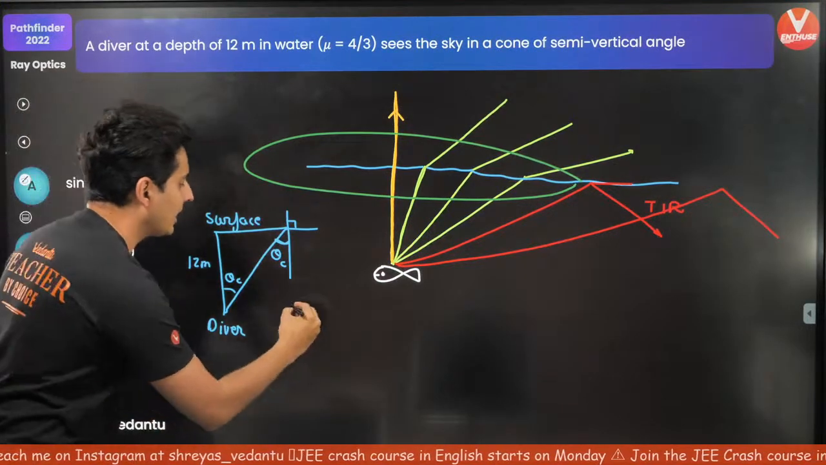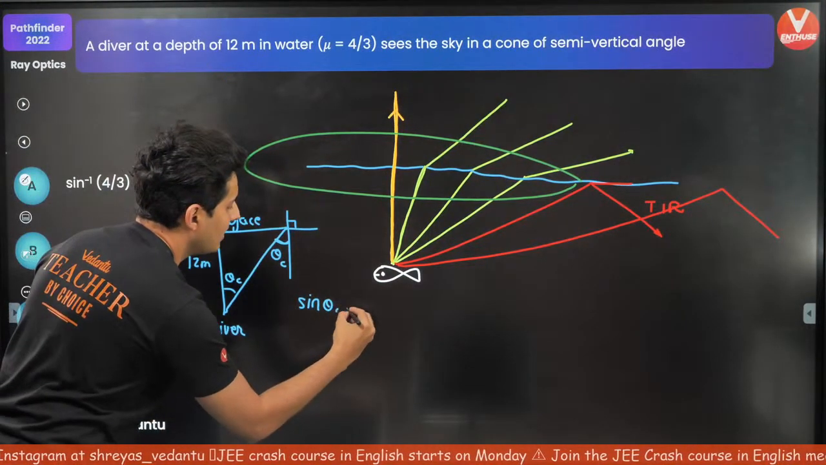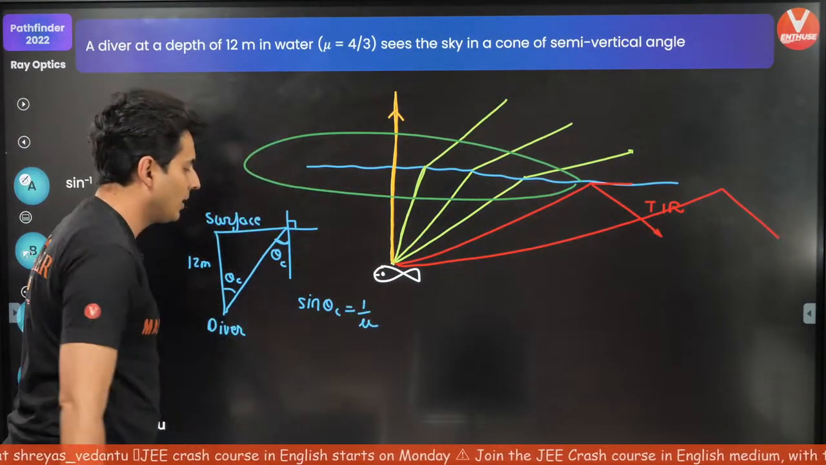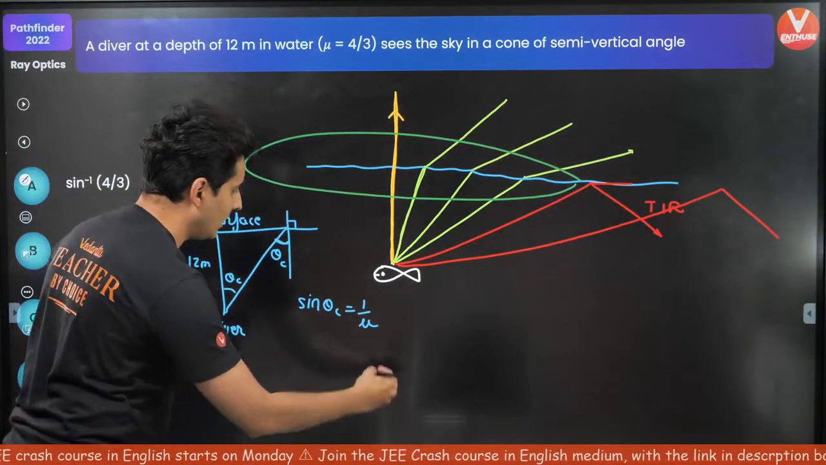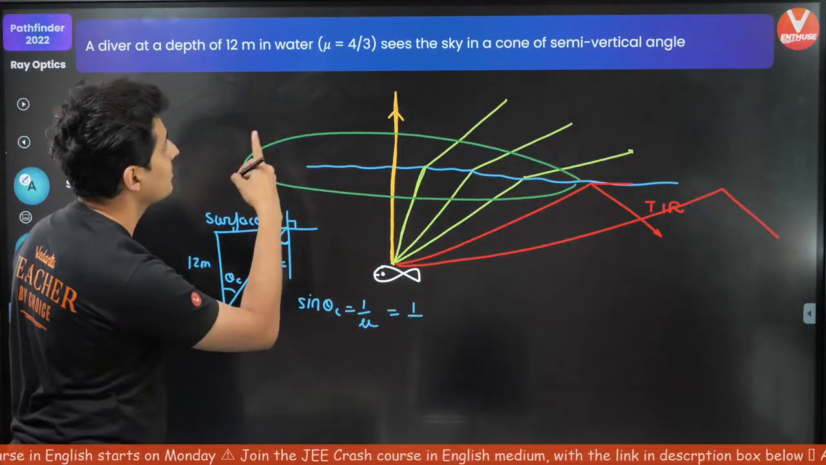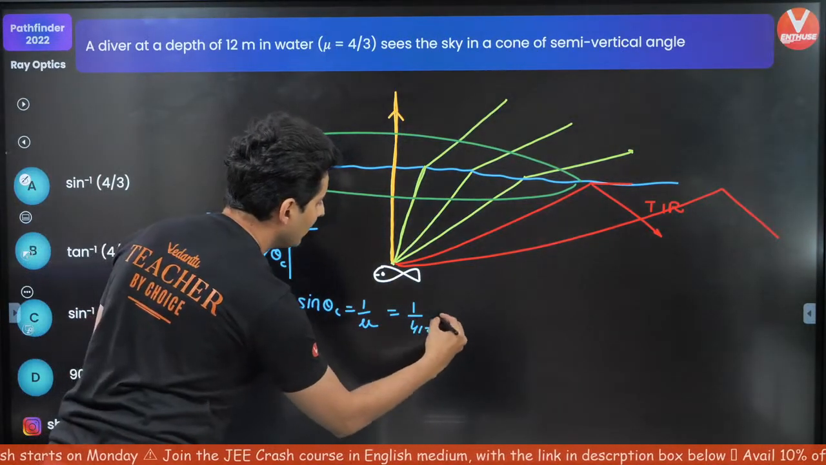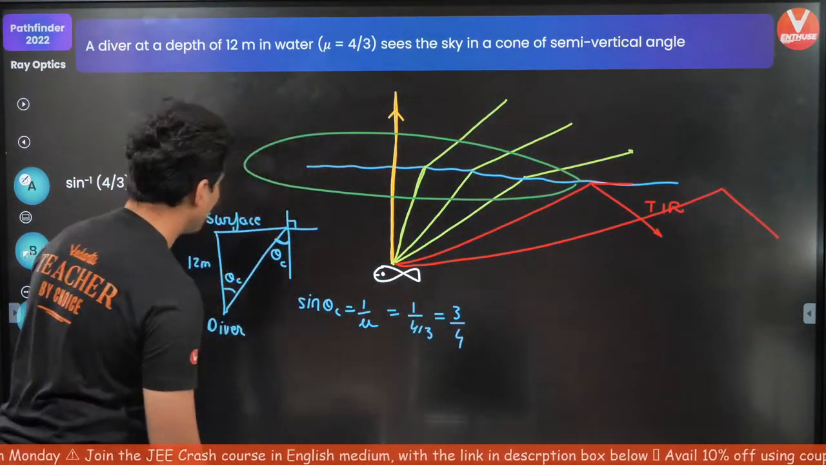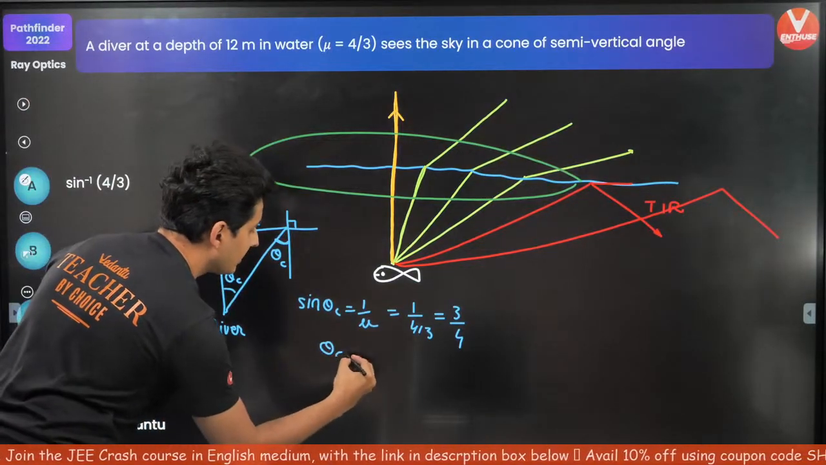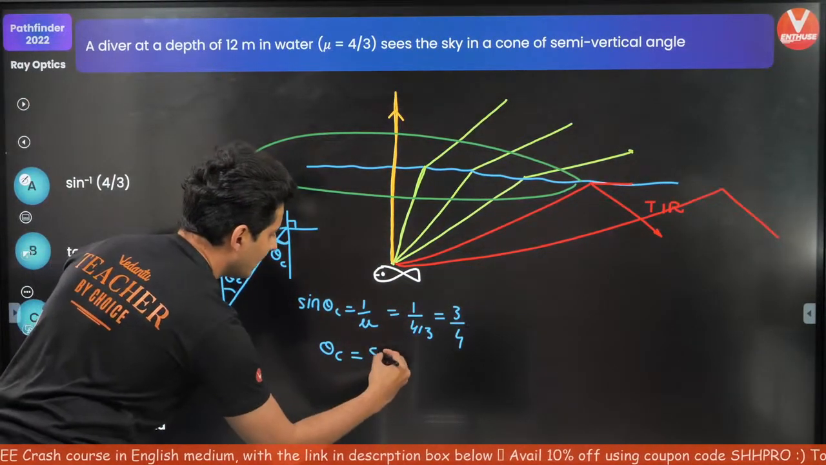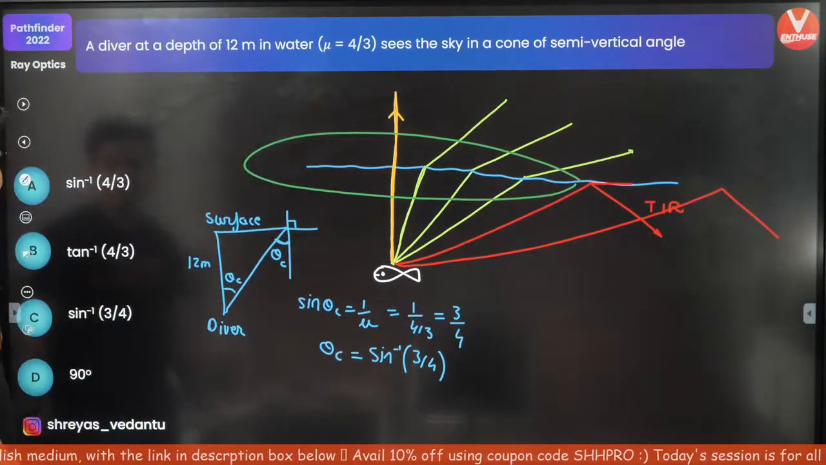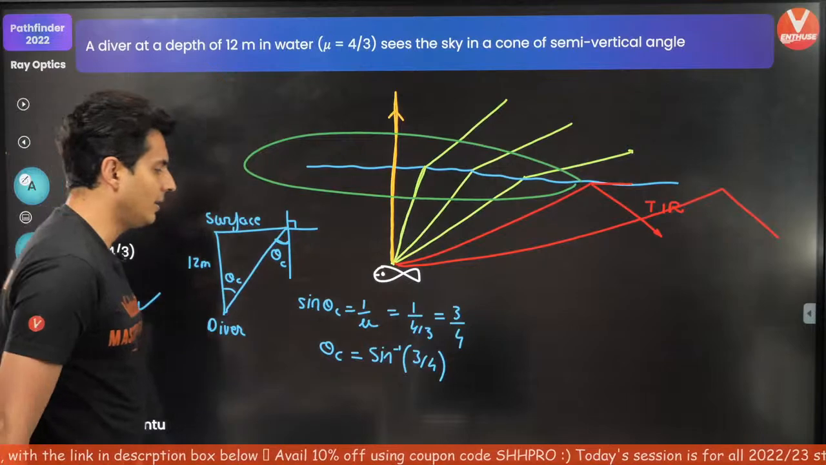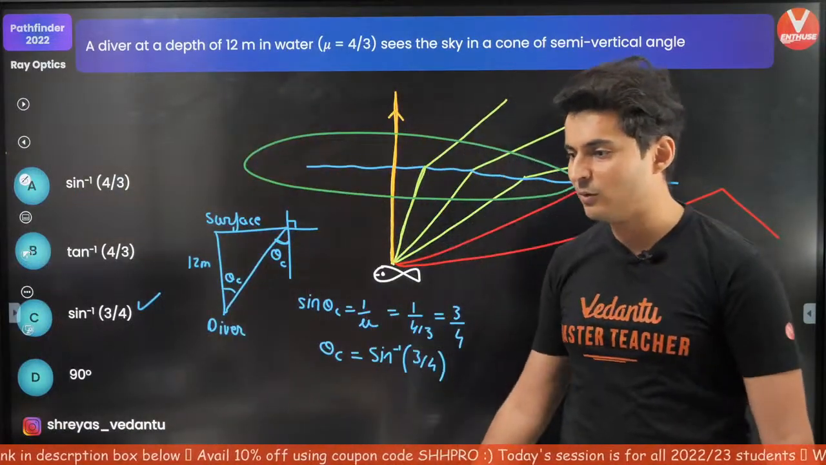Perfect. I know the critical angle formula. Sine theta c is 1 by mu. Remember your critical angle formula? It was 1 by mu. What is mu? It is 4 by 3. So 4 by 3 will become 3 by 4. So basically, your theta c will be sine inverse of 3 by 4. Where is it? It is here. Option C. Done.